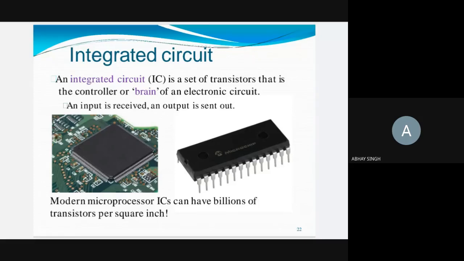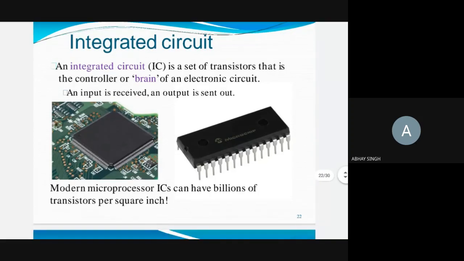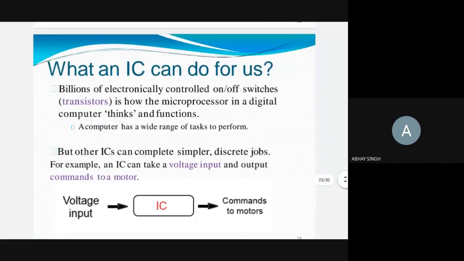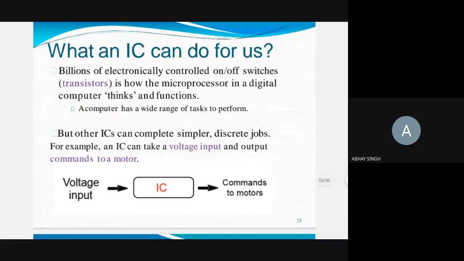Modern chips have billions of transistors. That is the basis of modern artificial intelligence, communication, and electronics also. All the electronics are developing within every device or gadget because of this rapid integration. So basically, we are taking an example of an IC.